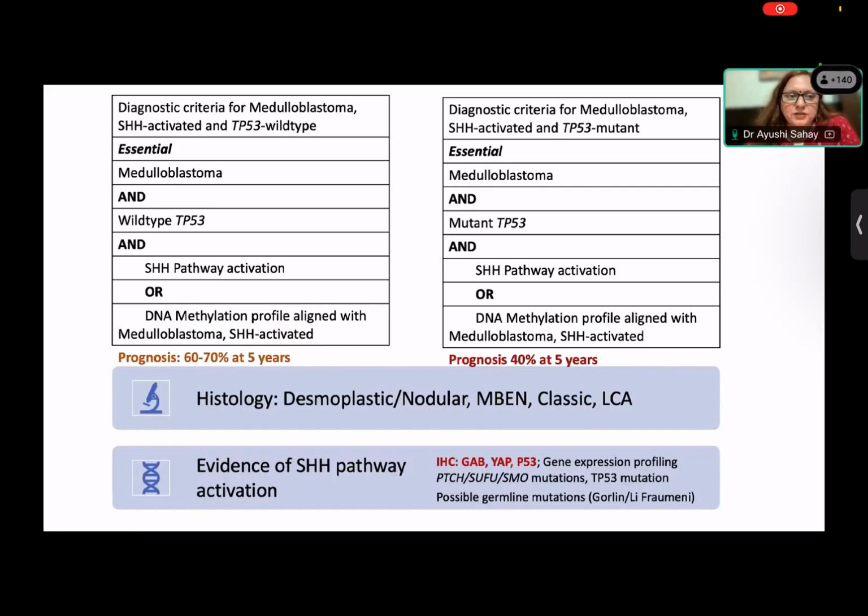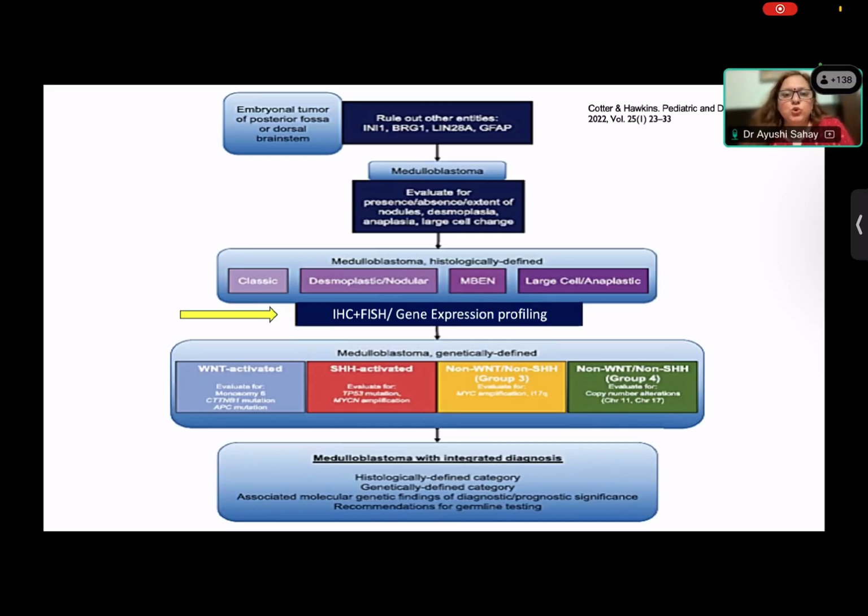Now WHO also gives the essential diagnostic criteria for each of these medulloblastomas as a box of essential and desirable criteria. Histology for the SHH being that dysplastic nodular, MBEN, less commonly classic and even less commonly large cell anaplastic, and this pattern along with the P53 mutation can help us give a diagnosis. And this is the schema that is used for the diagnosis of medulloblastoma.